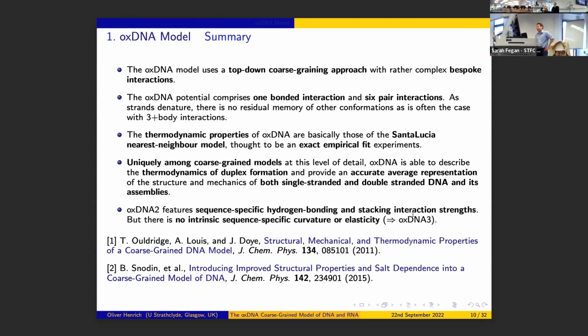And then there's also the sequence-specific elasticity. So how big is the resistance against bending of the strand? That is also an aspect that is currently neglected. So here are two key references on the slides.